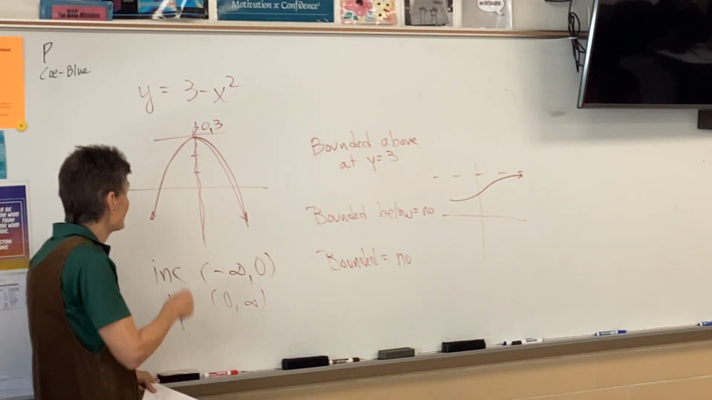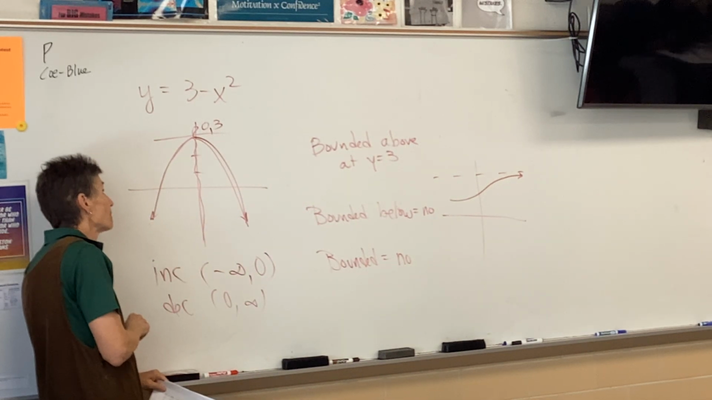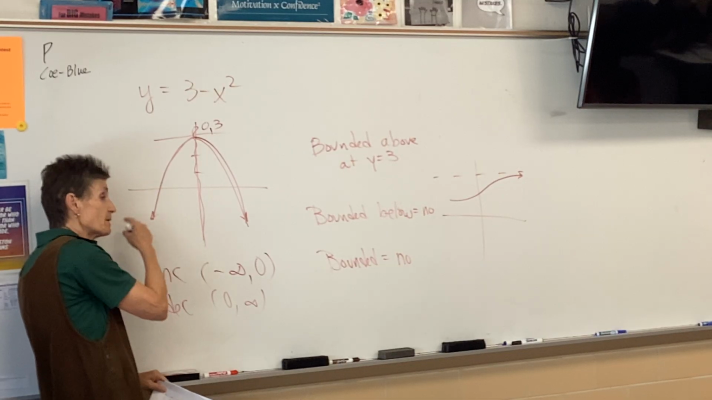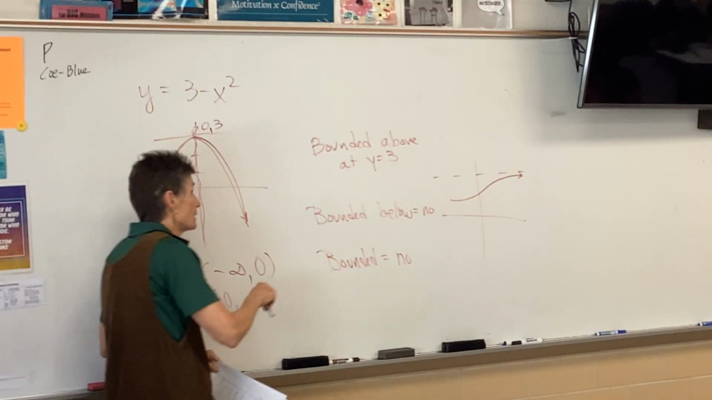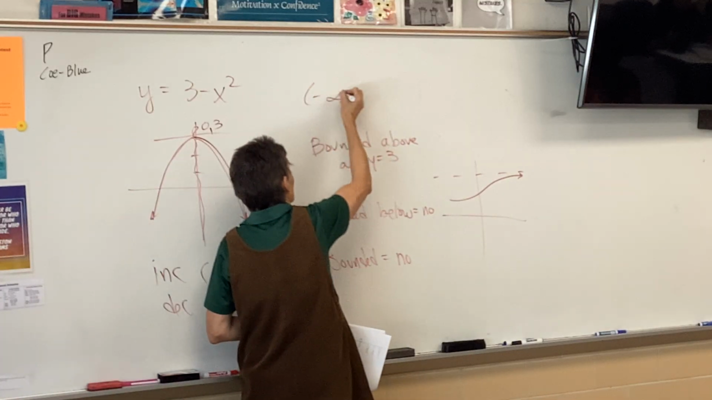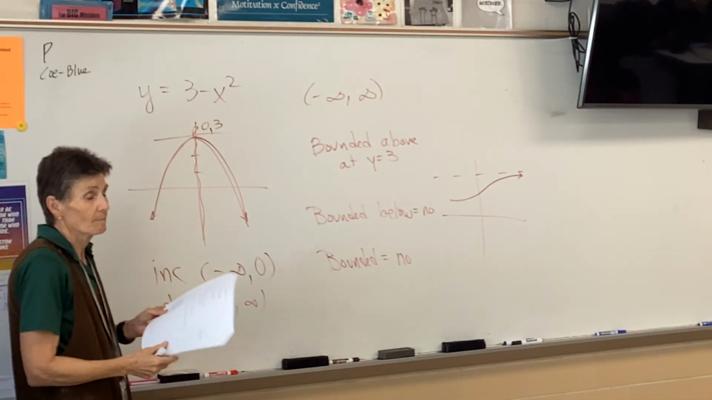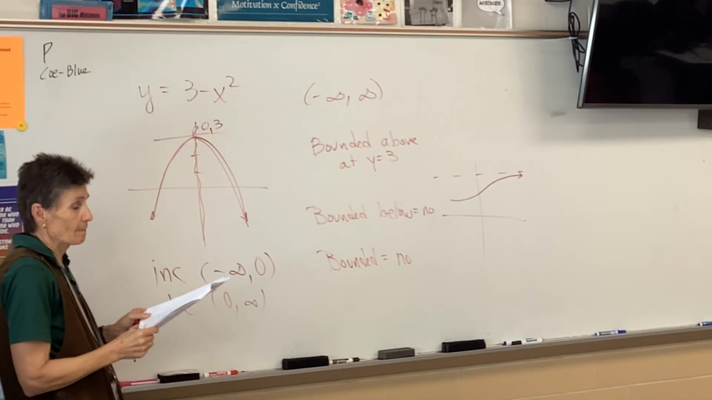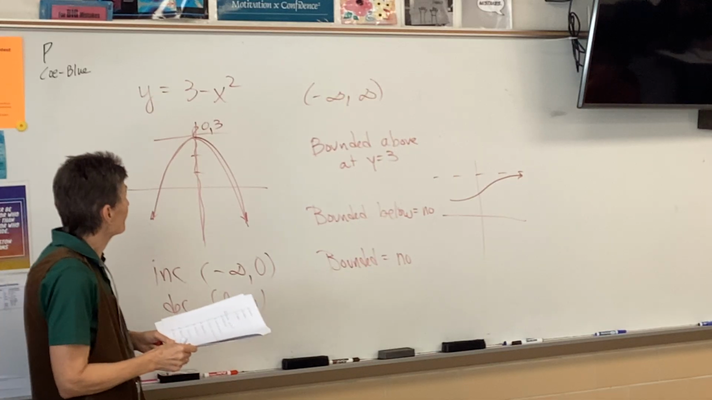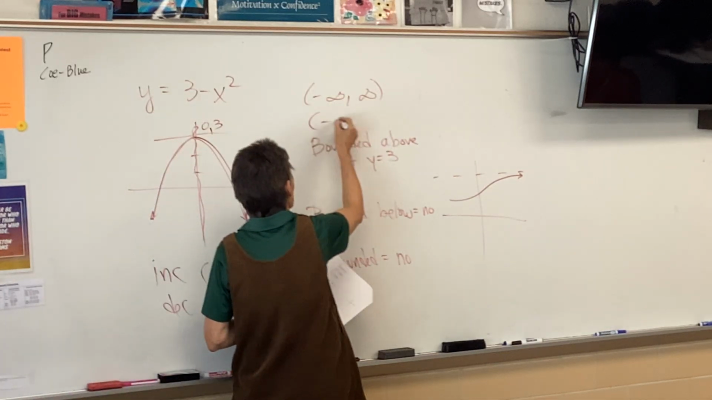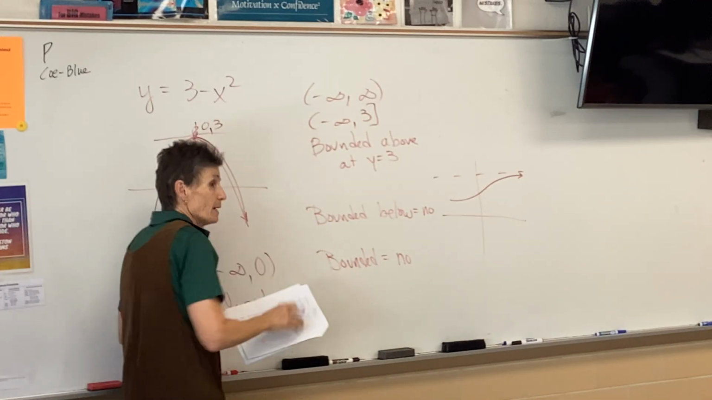Domain, what's the domain of this stuff? How far left does it go? Negative infinity. How far right does it go? Infinity. So therefore, there's your domain: all real numbers. How about range? Negative infinity to 3. And we're going to include that 3 because we actually have a dot there, right?